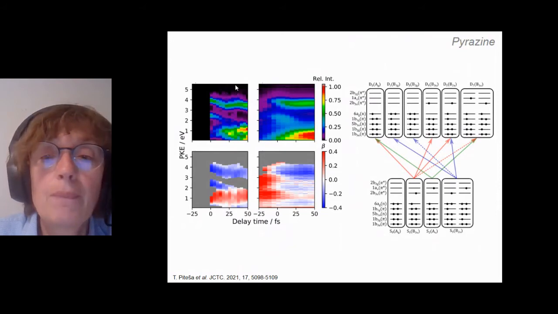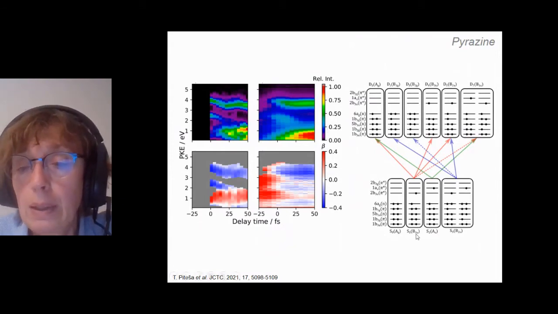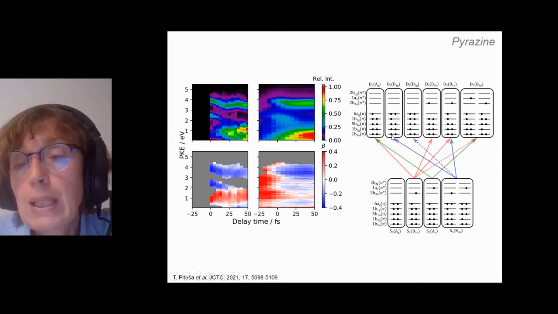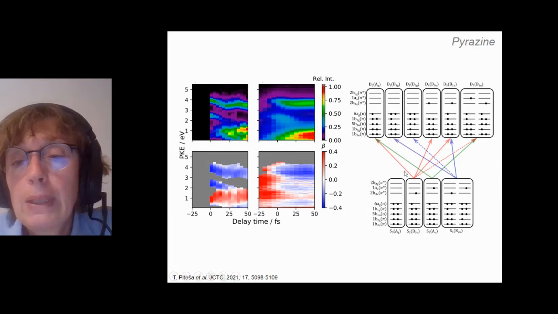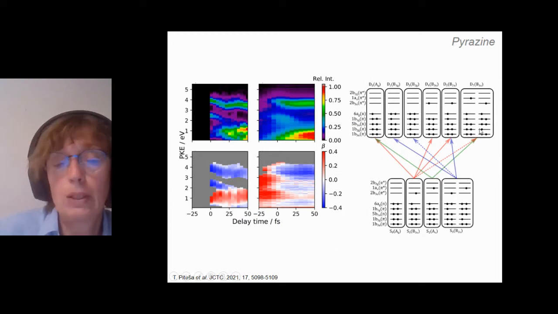The dynamics is complex, and the three states of interest, the bright state, the B and the A state, correlate with different cationic states. The bright state correlates with the first excited state of the cation, and only the bright state correlates with that state. The two states that are of main interest, the red and the green state, correlate with the ground state of the cation and different excited states of the cation.